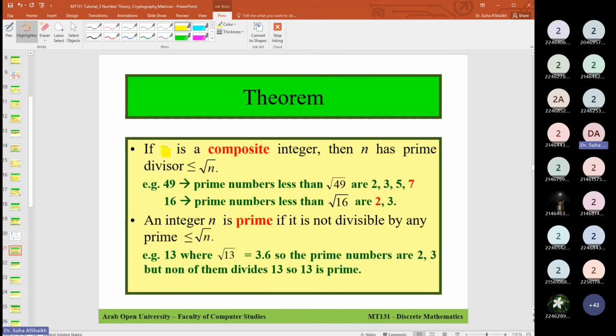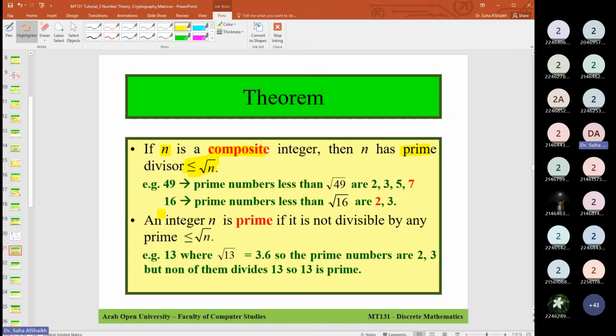If we have a number n and n is a composite integer, then n has a prime divisor that is less than or equal to the root of n. The number is said to be composite if it has prime divisors less than or equal to the root of n.